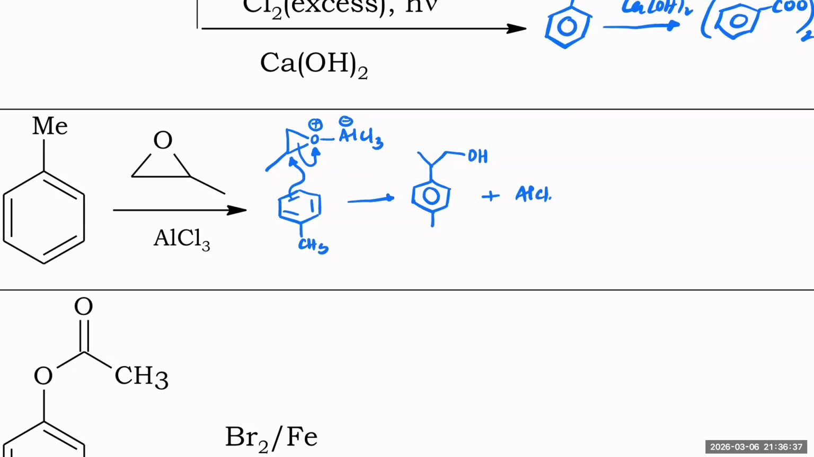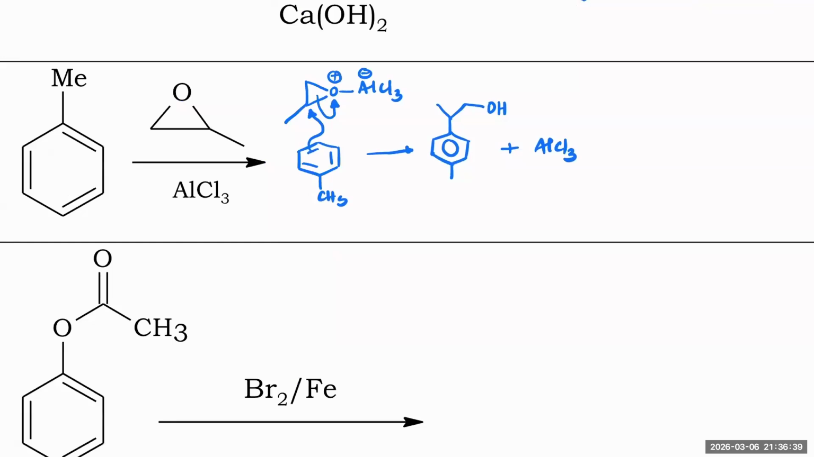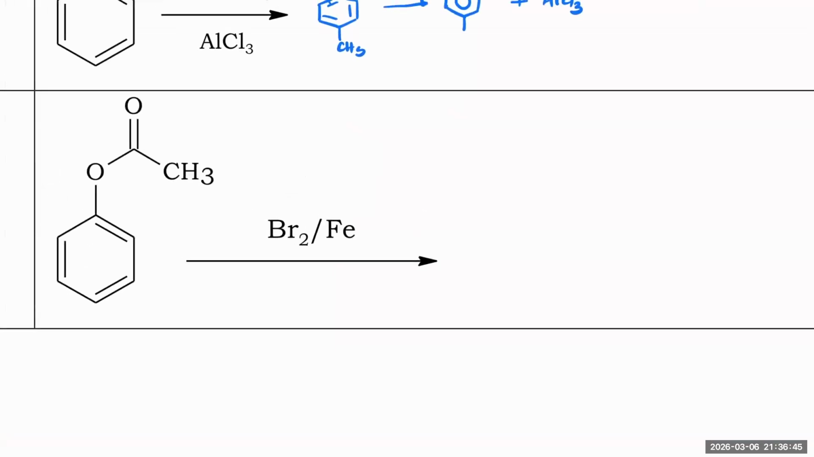And AlCl3 will come out of it. This is the final product. Clear? Next. If you have OC double bond CH3, I told you OC double bond CH3 is a donating group, a moderately donating group. So a moderately donating group will go for OP directing.